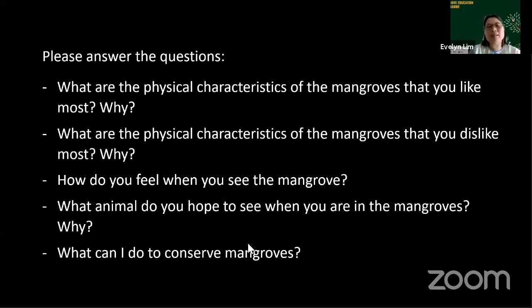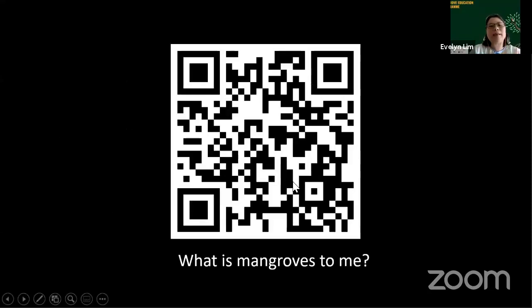Now, how you answer these questions is that there are two options. If you like, you can scan this QR code, which would lead you to a page where you can write and answer the questions. Or if alternatively you cannot, then you can answer these questions in the chat box. All right, is that clear? Do you need any clarification?